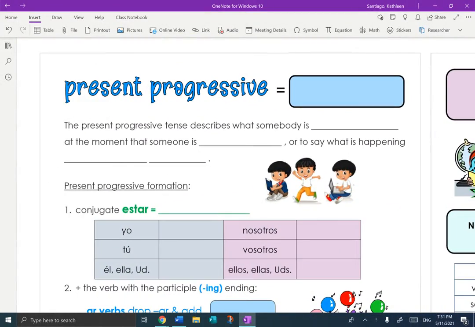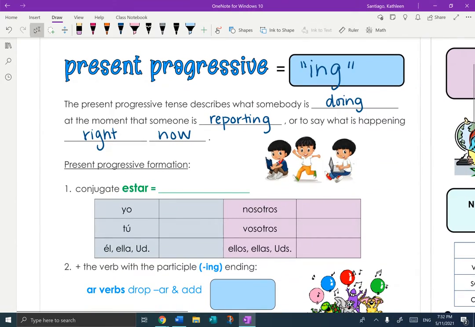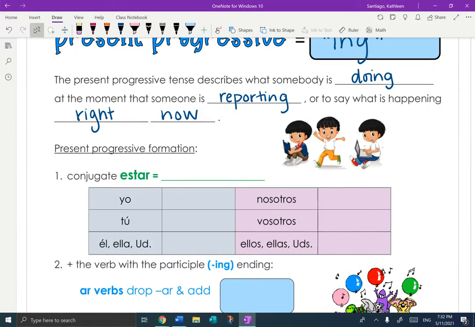So, what is the present progressive? The present progressive is equal to the English form of ing. The present progressive tense describes what someone is doing at the moment that someone is reporting or talking, or to say what is happening right now. You've been wanting to use the ing form and now we'll be able to form it. Well, it takes two steps.